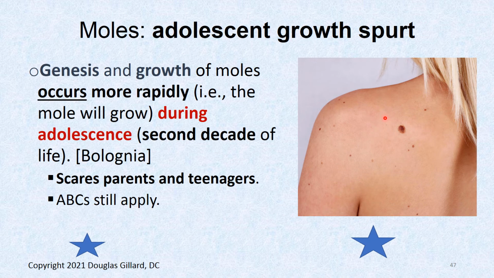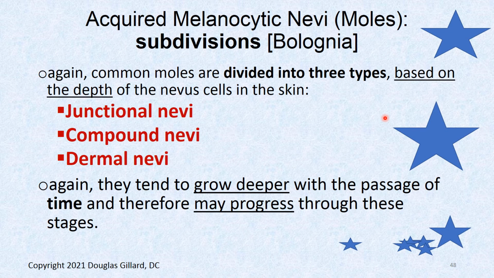The adolescent growth spurt is another high risk time for these. I don't want to say risk because they're really not that much of a risk, but they do tend to pop up at that time. So follow the ABCs. And there are those subdivisions again, the JCD. I know a person with initials like that, so it's easy for me to remember. They tend to grow deeper with the passage of time, as we said.